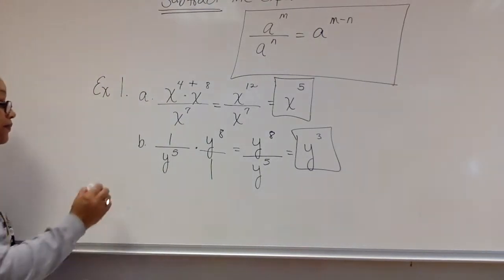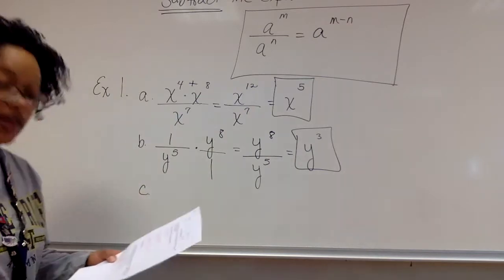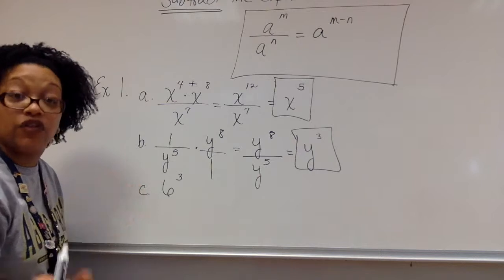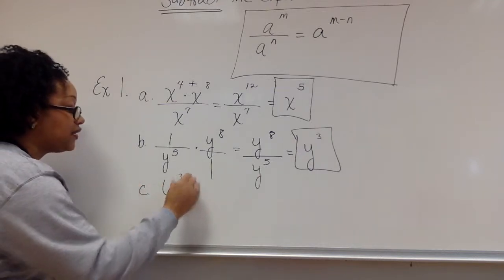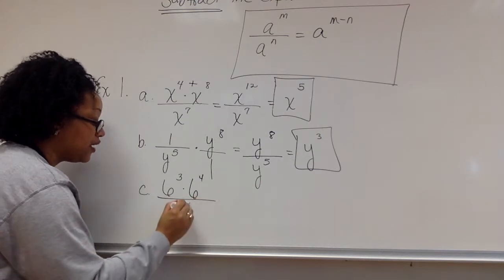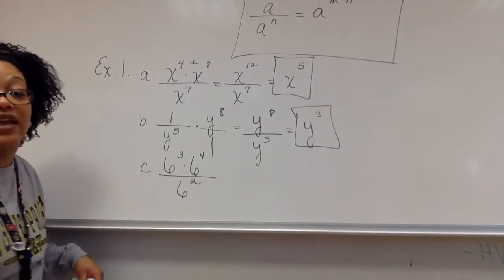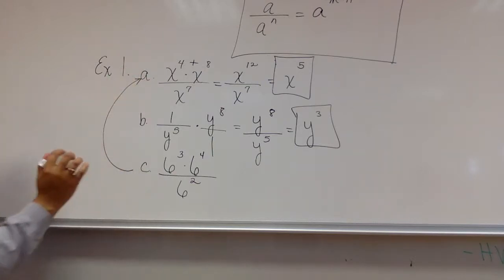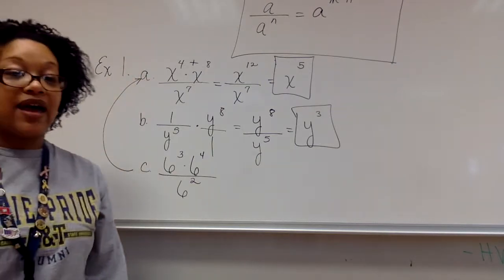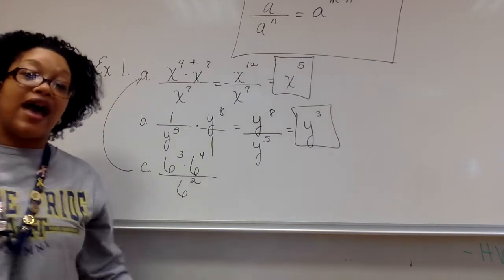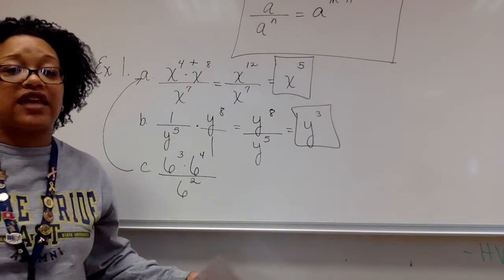This is letter C. Okay? Letter C, we have 6 cubed, or 6 to the 3rd, times 6 to the 4th, divided by 6 squared, or 6 to the 2nd power. This problem is just like letter A, except I don't have a variable. I don't have a variable as my base. I have a number, but you're still going to do the same thing.